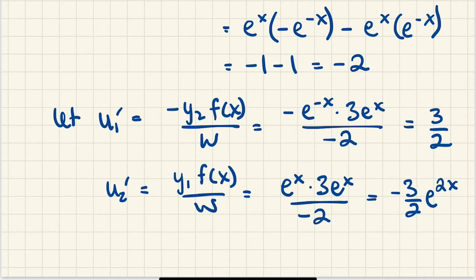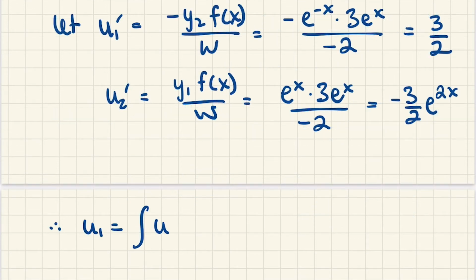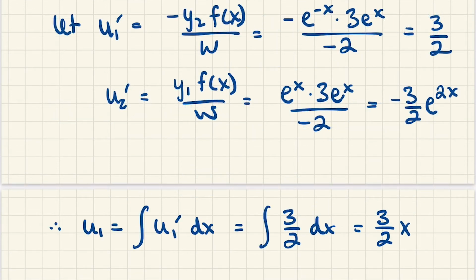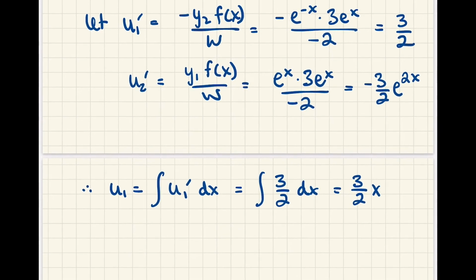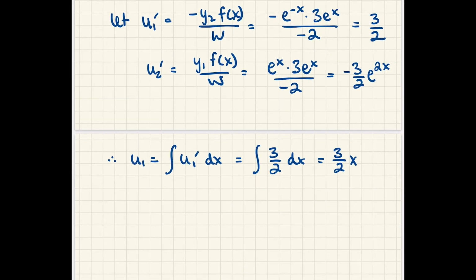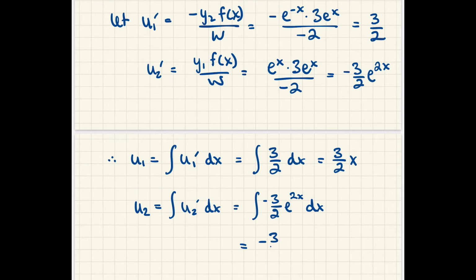All right, so to find u1 and u2, we just need to integrate u1 prime and u2 prime. Again, we have the freedom to select any constant that we want in this situation, so let's just choose the constant equal to 0. So we're letting u1 be 3/2 x. And u2 is the antiderivative of u2 prime. This one won't be quite as straightforward, but it's pretty straightforward. So we're going to get negative 3/4 e to the 2x. Again, plus c, but let's just assign the c to be 0.